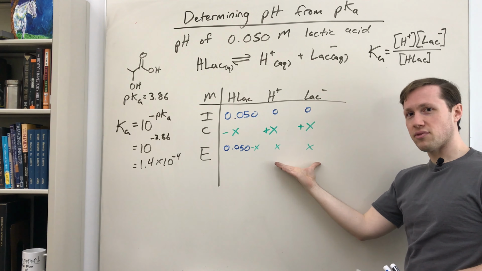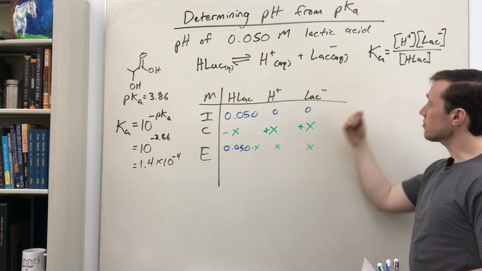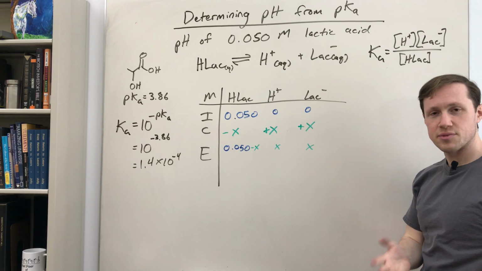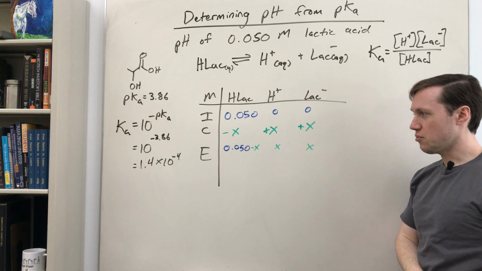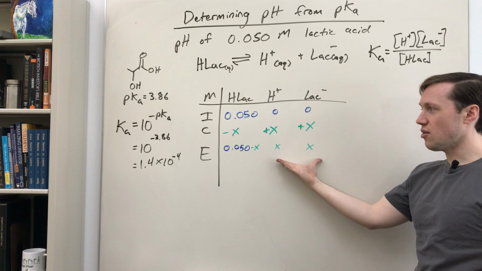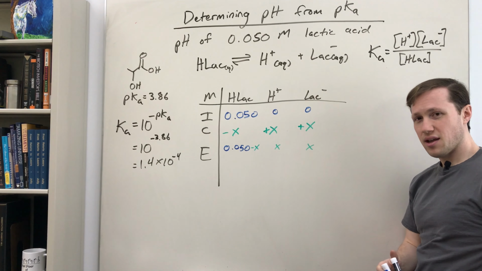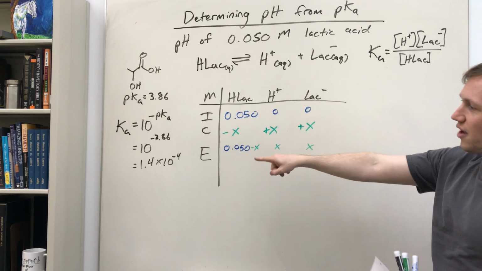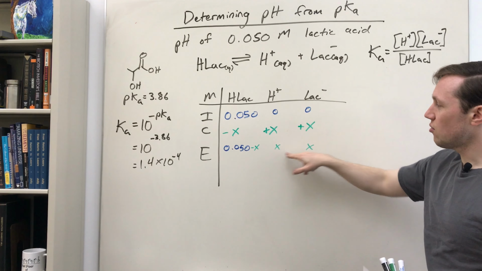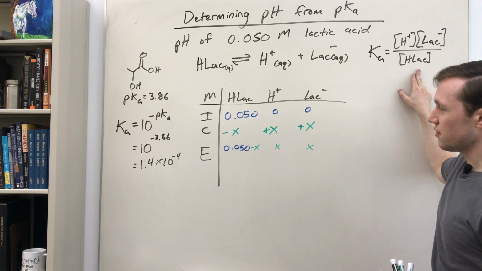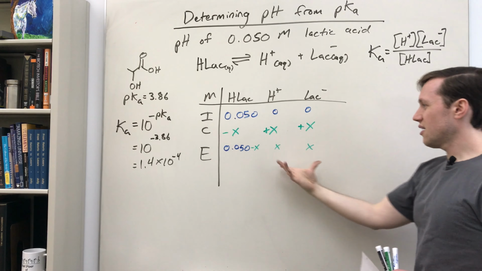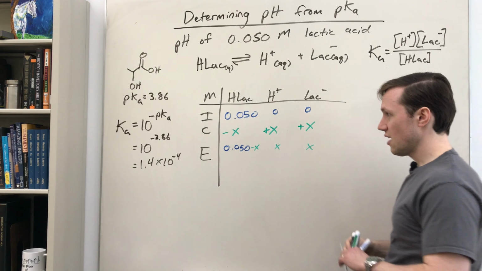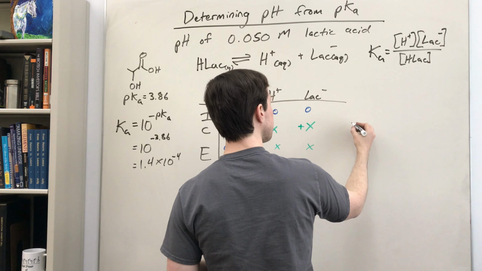Let's combine what we've learned from this ice table with that Ka expression. In essence, let's plug everything in. We only have one unknown in this entire table, so we should be able to deal with that. We know our value of Ka, and we know at equilibrium what each of these concentrations should be, as long as we tolerate x showing up in the expression. So let's plug all that stuff in.